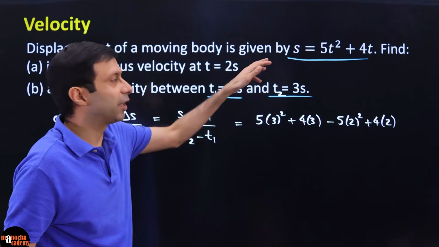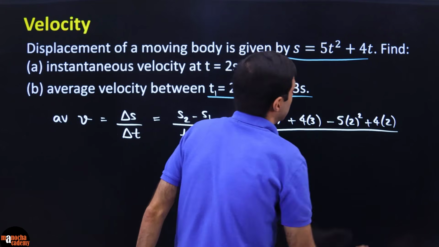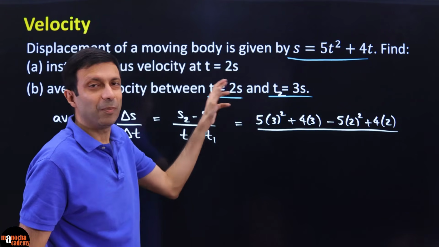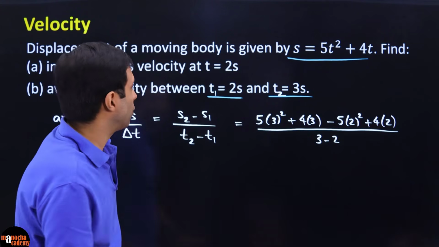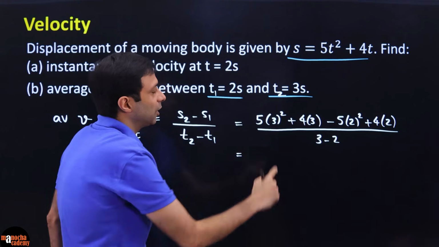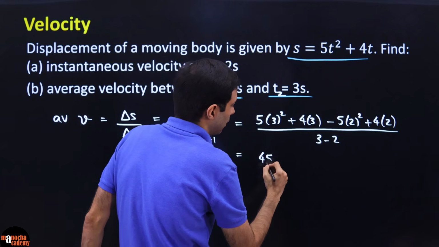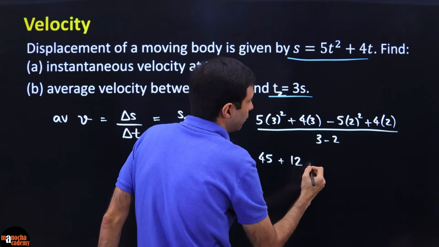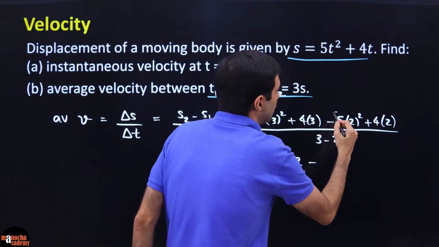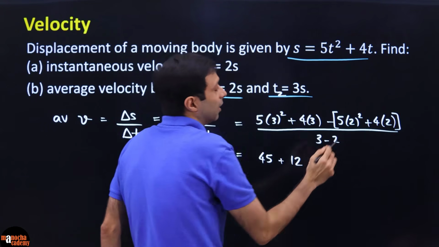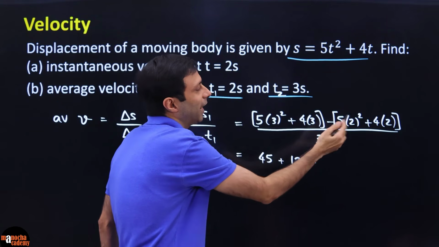So that's all. We've just substituted the time values in the displacement expression, divided by T2 minus T1, 3 minus 2. So simple. There you go. So now you just have to do your calculations here. So let's go ahead and do that. What will this be? 5 times 3 square, that means 5 times 9. This is going to be 45 plus 4 times 3 is 12, minus, this we need to be careful about. This entire thing should be in minus, right? Should be under the brackets over here because we are doing S2 minus S1.